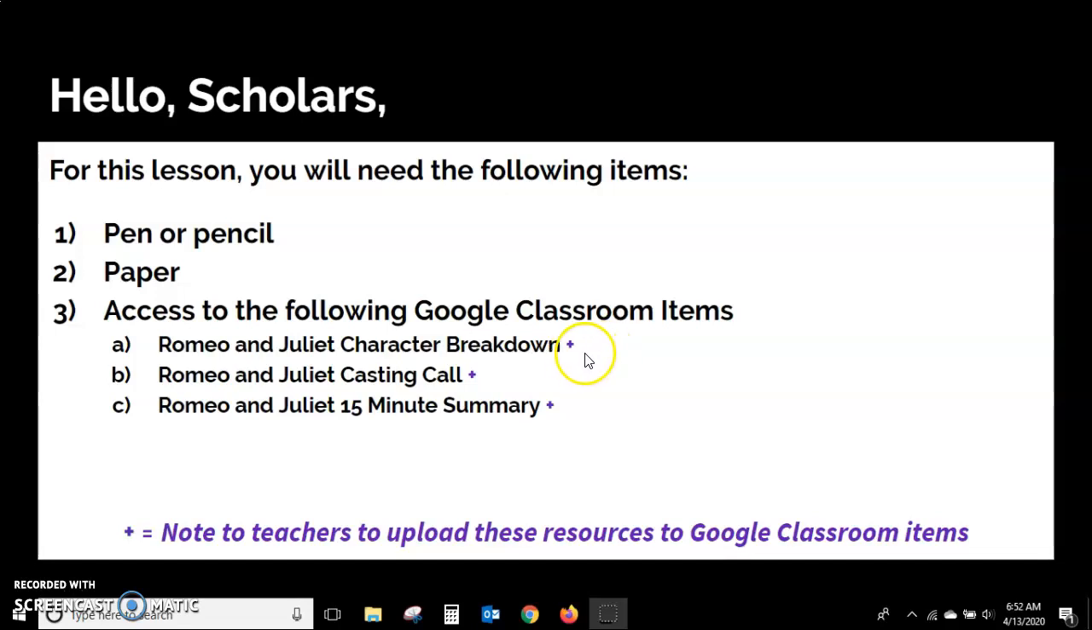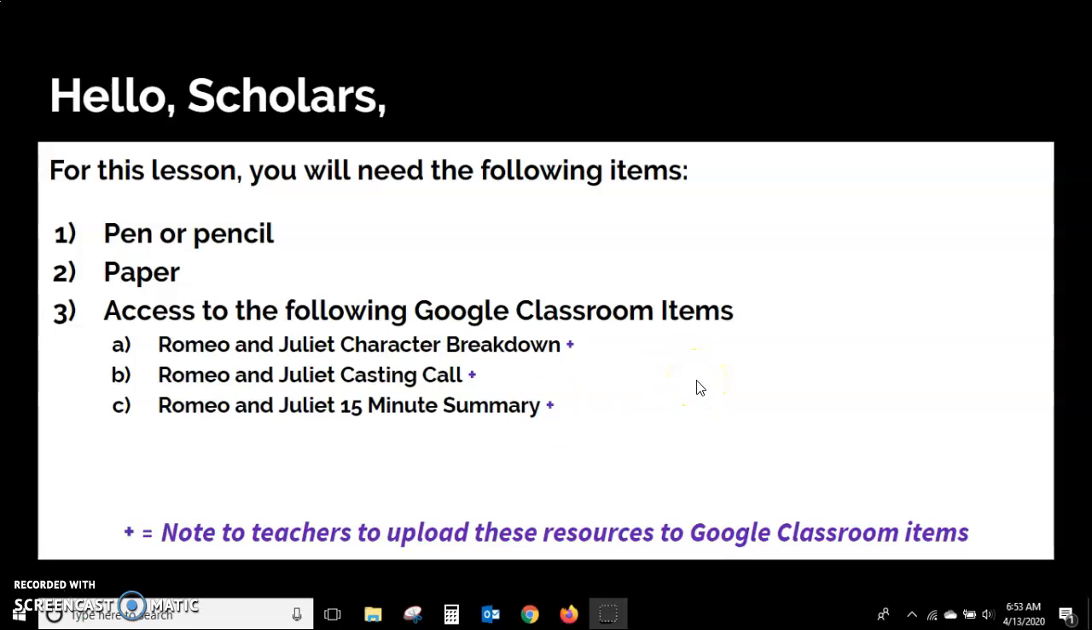You'll be looking for the Romeo and Juliet character breakdown, the Romeo and Juliet casting call, and the Romeo and Juliet 15-minute summary. The first one here is a slideshow telling you about all the characters in the play Romeo and Juliet. The next is a worksheet that you'll complete, and then the next is our main text for analysis today. That's a 15-minute summary of the entire play.